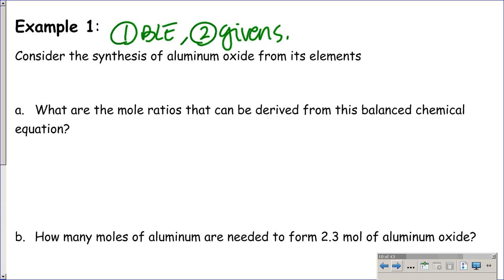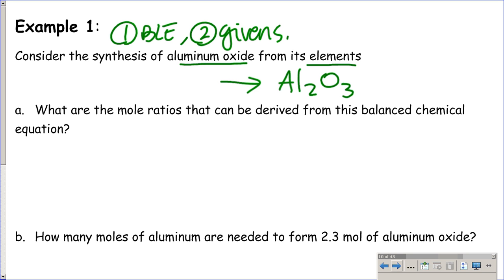So, balanced chemical equation. Consider the synthesis. Synthesis means what? Generally, what does that reaction look like? 2 things go to 1 thing, right? So the synthesis of aluminum oxide from its elements. So what are we synthesizing? What are we making? Aluminum oxide, so that's our product, yeah? Aluminum oxide, how do I write aluminum oxide? Al2O3, good, because you're crisscrossing your charges.